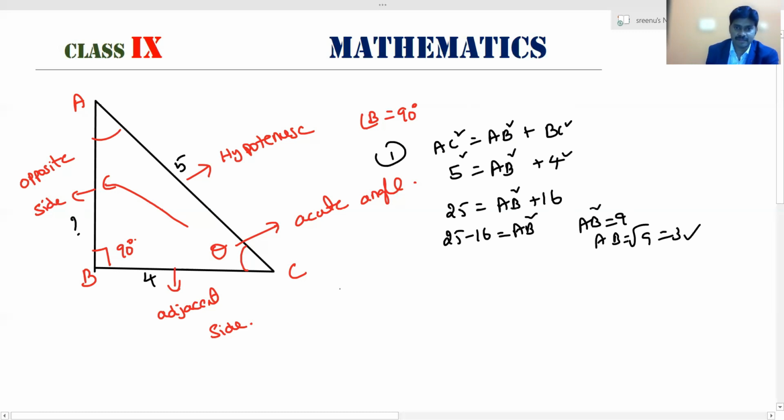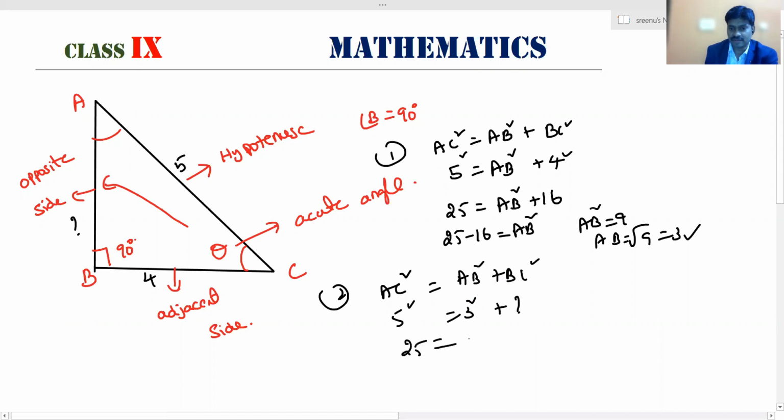Suppose sometimes BC is missing. AC is 5, AB is given as 3, and BC is not there. So 25 is equal to 9 plus BC square. BC square is equal to 25 minus 9, which is equal to 16.